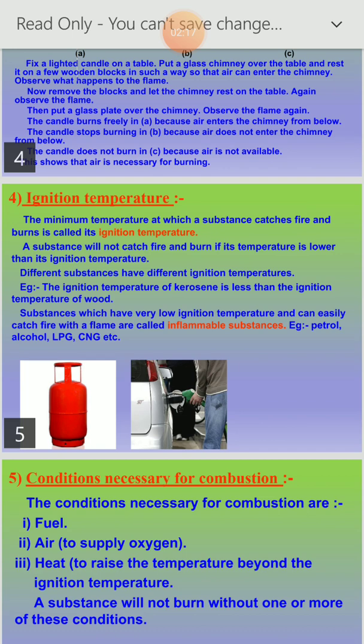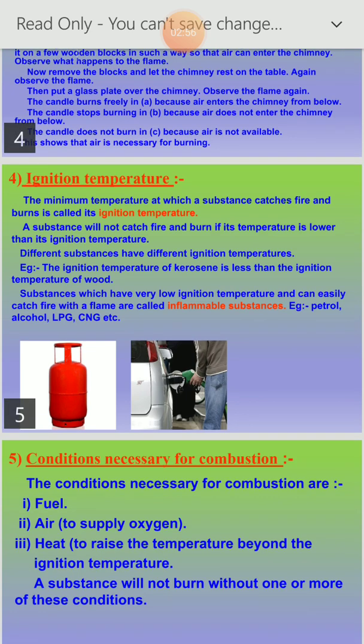A substance will not catch fire and burn if its temperature is lower than its ignition temperature. Different substances have different ignition temperatures. For example, the ignition temperature of kerosene is less than that of wood. That means kerosene requires less heat to burn, but a wooden piece requires more heat to burn.